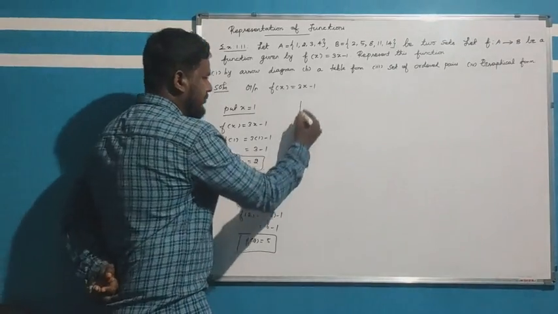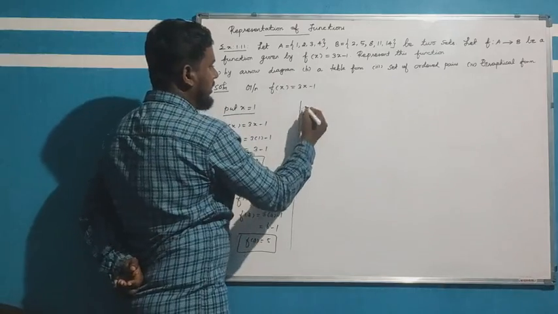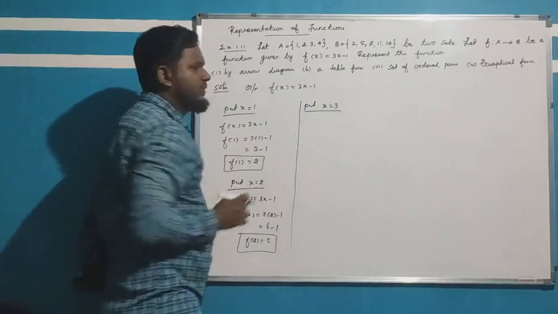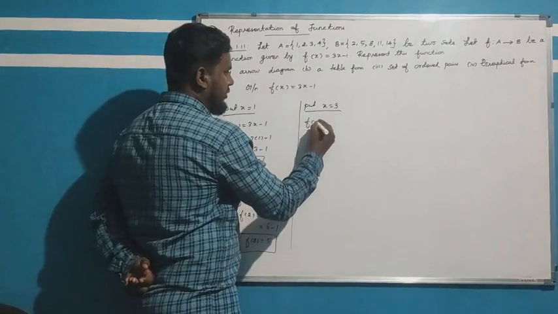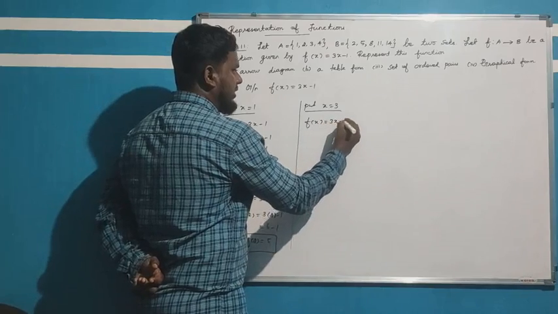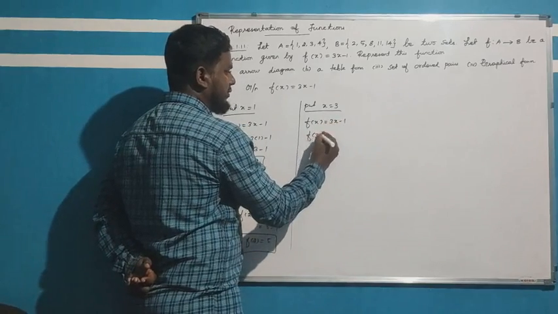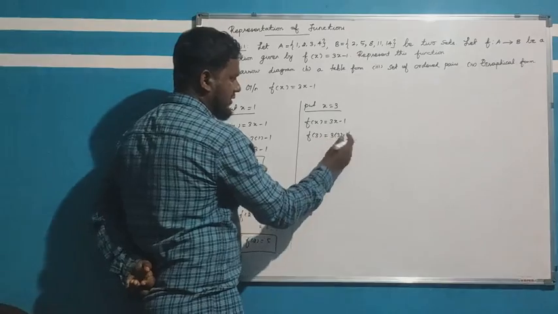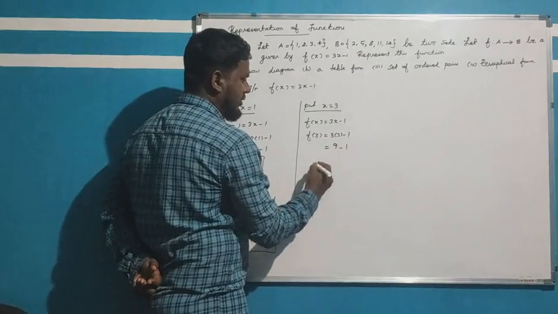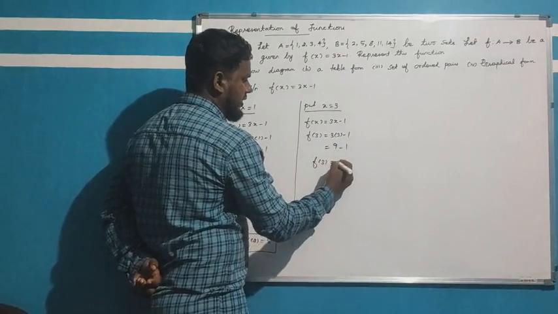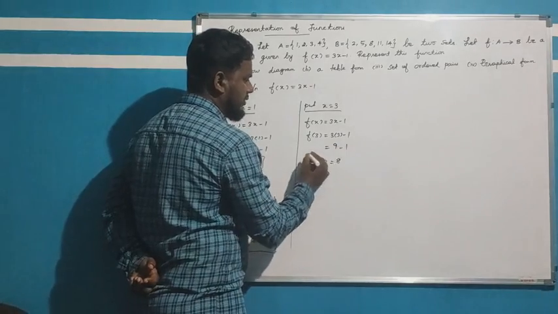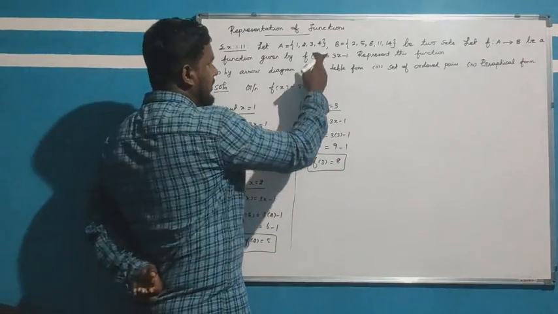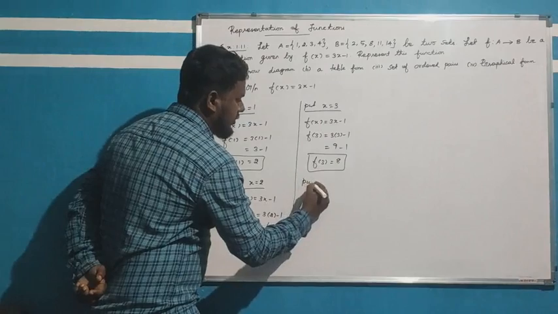Then put x equal to 3 and substitute in f of x equal to 3x minus 1. So f of 3 is equal to 3 into 3 minus 1, which is 9 minus 1. So what is f of 3? It is 8.